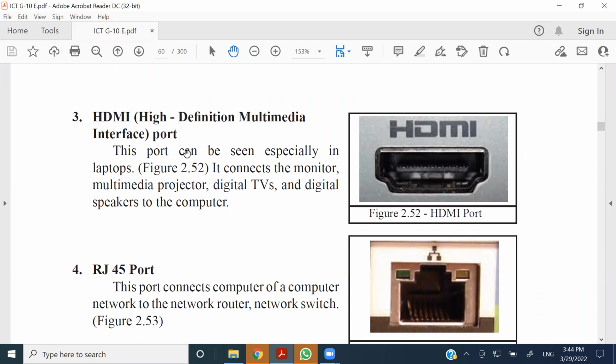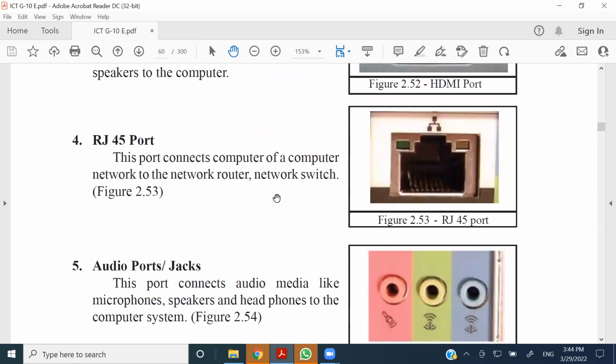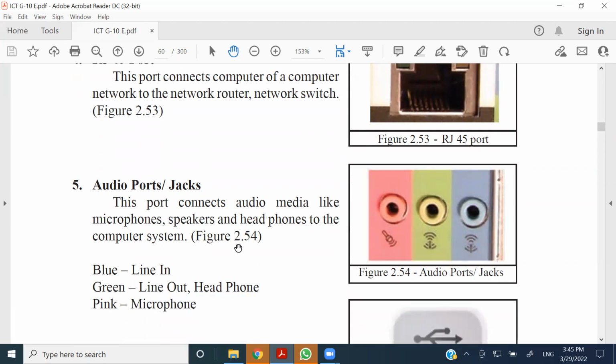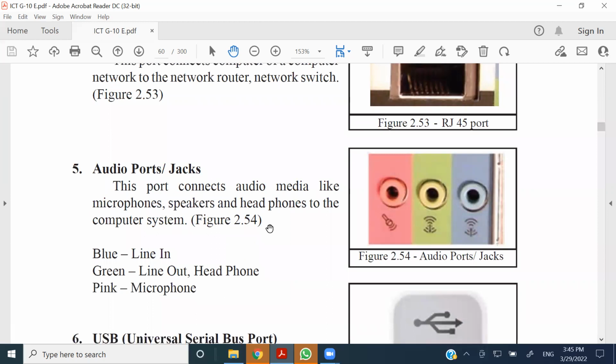But when it comes to HDMI, since it says multimedia interface, HDMI has the ability of sending both graphics and audio, right? That means video and audio both will be communicated through HDMI, right? And RJ45 is used for the network connection, all right? It is very similar to the telephone jack or telephone port, but there are some differences, right?